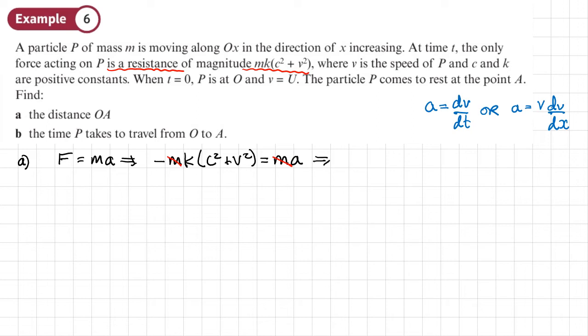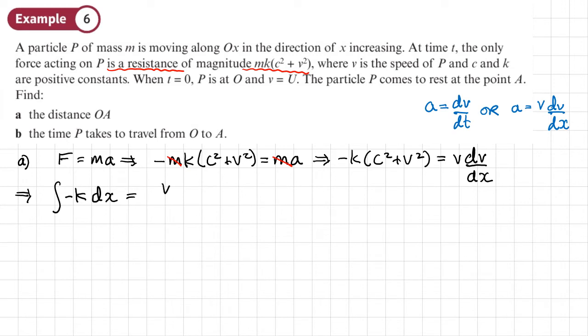So that will give me negative k(c squared plus v squared) is equal to, and replace a with v dv/dx. We'll now separate out the variables, and I'm going to leave the negative k on the left hand side and then bring the dx over. So when that's integrated, that'll just become negative kx is equal to, and this will become v over c squared plus v squared dv, and again we integrate that side as well.